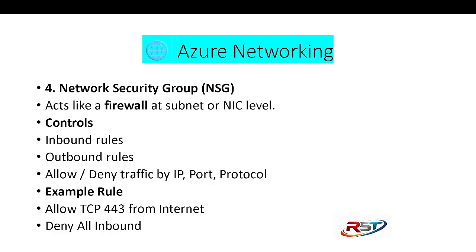Network security group, NSG. It acts like a firewall at the subnet or NIC level, controls inbound and outbound rules, and allows or denies traffic by IP, port, and protocol. Example rule: allow TCP 443 from the internet, deny all inbound. So the example says we are only allowing TCP 443, the SSL port, for that particular VM. We are denying all other inbound ports.